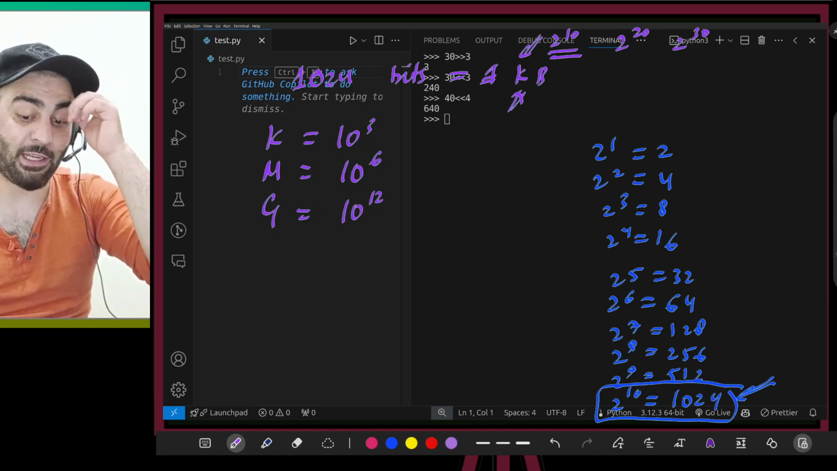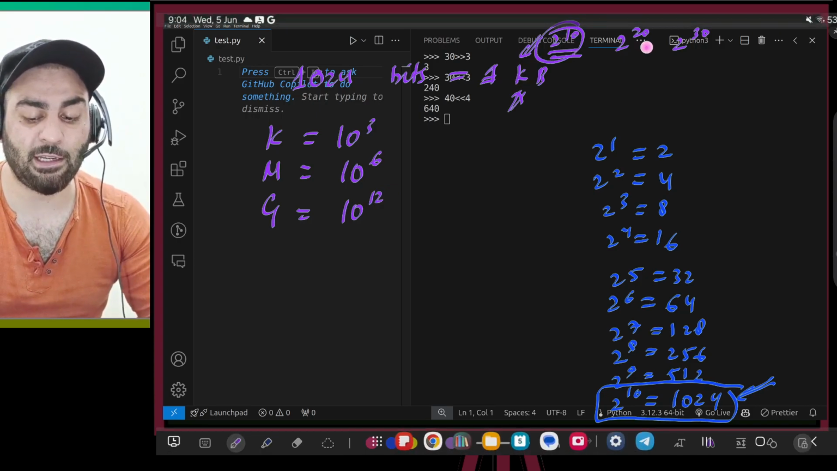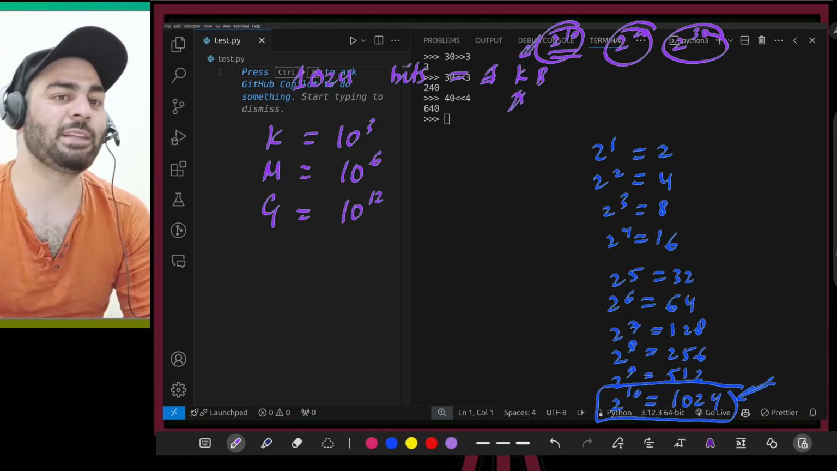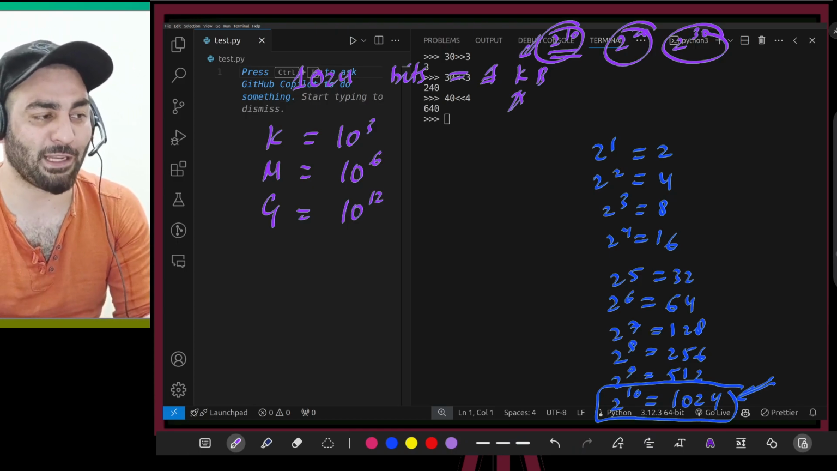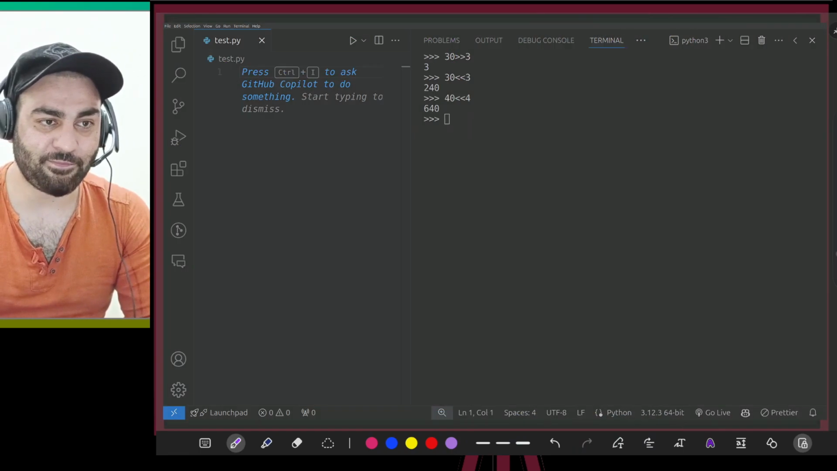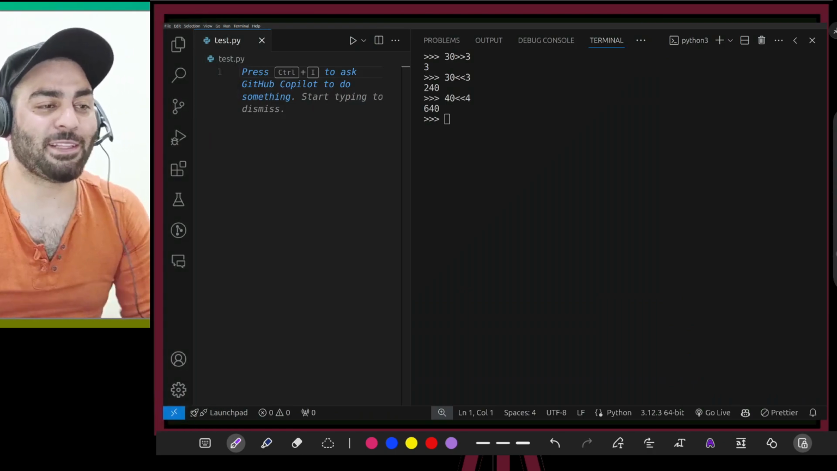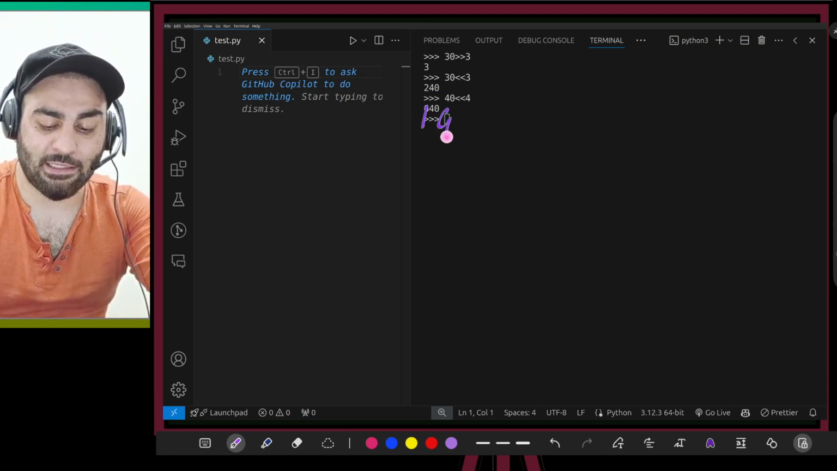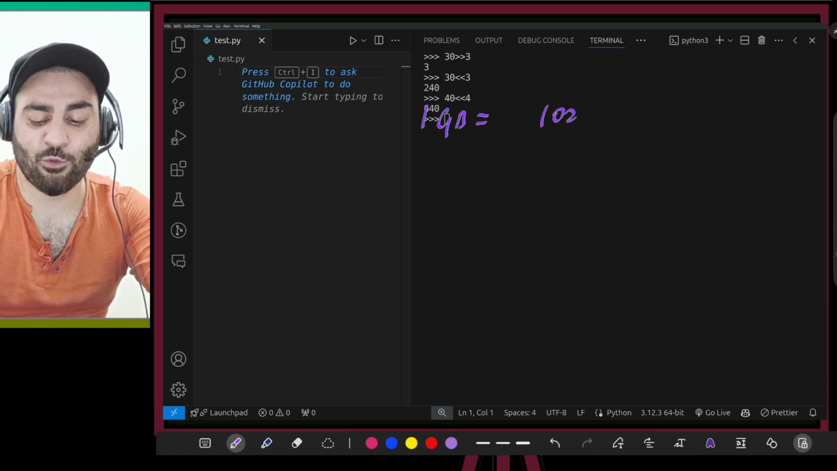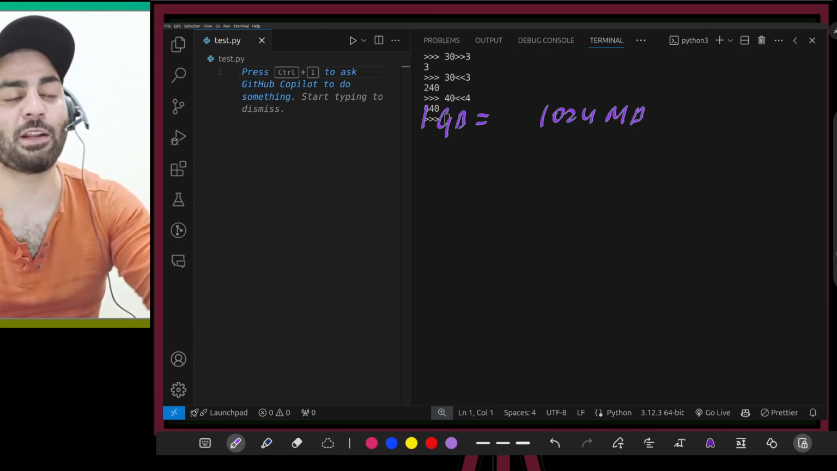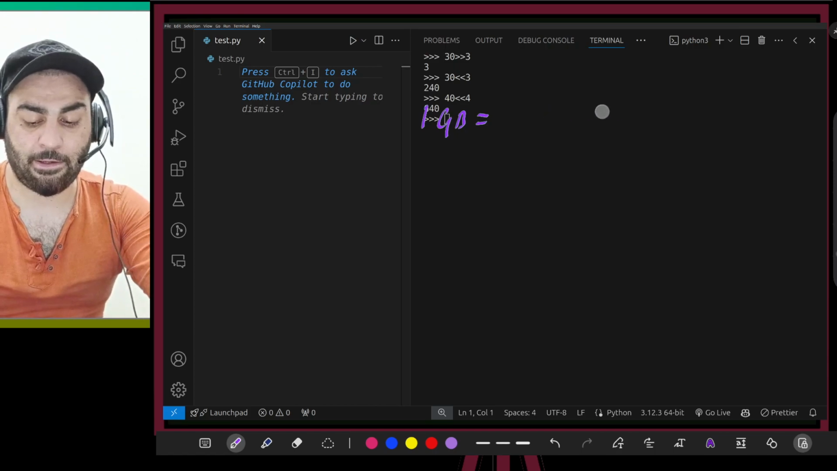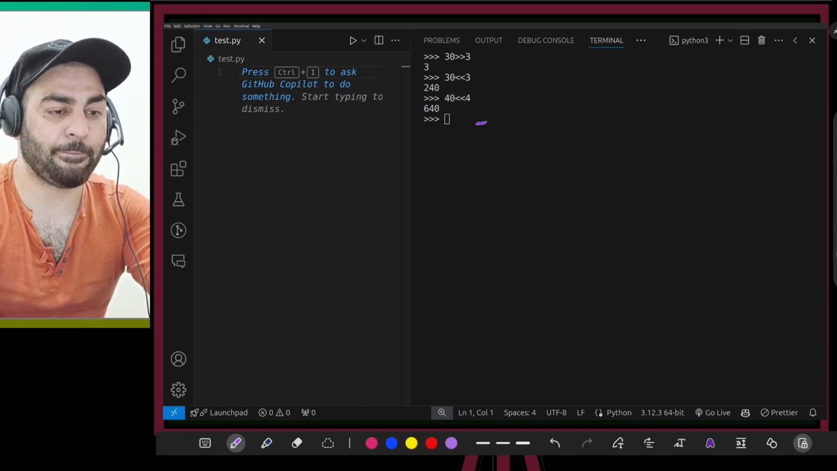But here, kilo means 2 to the power 10, mega means 2 to the power 20, and giga means 2 to the power 30, because we measure in powers of 2, not powers of 10. Is it clear? How many of you are happy that you at least learned this? That's why 1 gigabyte is equal to 1024 megabytes. It's not just 1000 megabytes. I hope that this is clear.